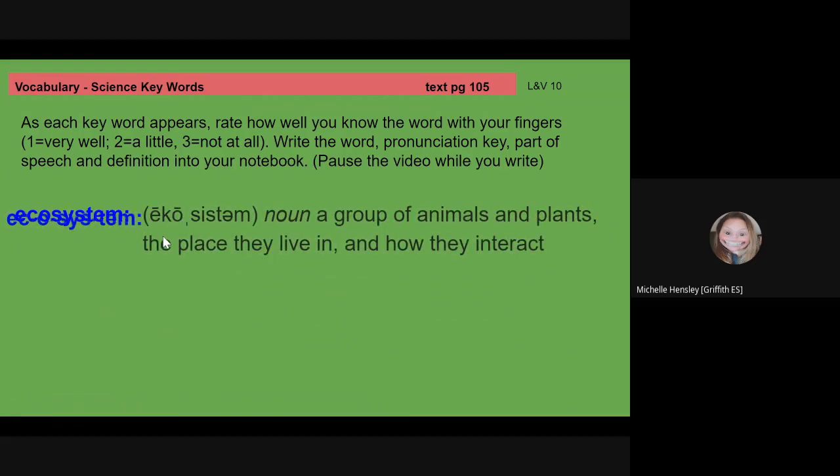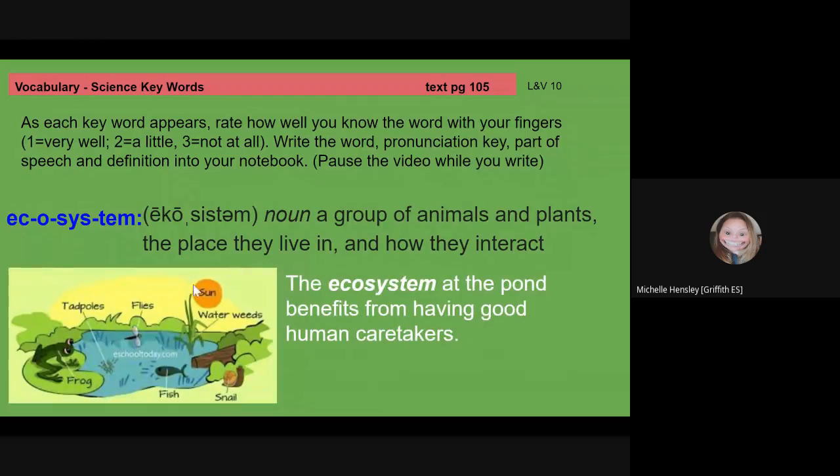Okay. An ecosystem, ecosystem, 4 syllables. It's a noun. It's also a person, place, or thing, and it means a group of animals and plants, the place they live in, and how they interact. Okay? An ecosystem. So my house could be considered an ecosystem. It's the place that I live, and I live here with my mom, my dad, my son, 3 dogs, and 3 cats, and a lot of plants because my mom likes to grow houseplants. Okay? So how we all interact and where we live is our ecosystem.